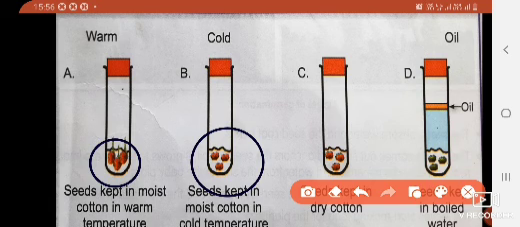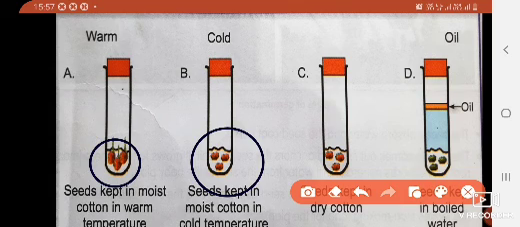Okay, now the third condition is seeds kept in dry cotton. Students, I am going to tell you about the three factors, and here we are discussing a seed in dry cotton. Will it germinate or not? I think you know the answer. The seed will not germinate. What factor is absent? Water is absent. Yes, absolutely, water is absent, and if water is not there, then the seed coat will not burst, and it will be very hard because it is a dormant seed.